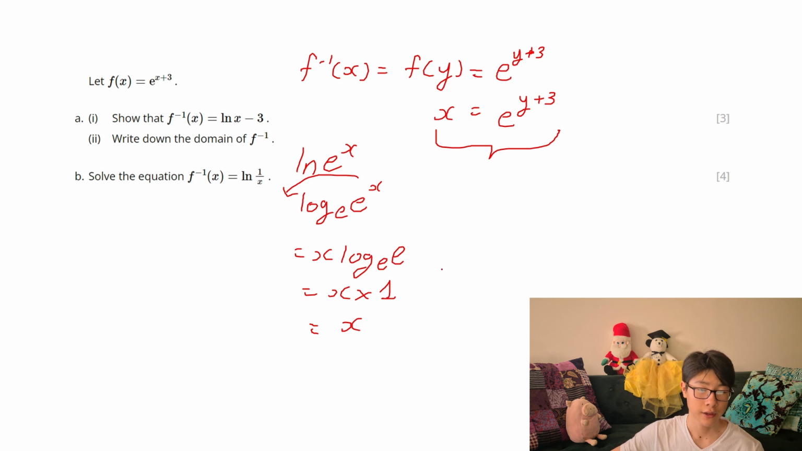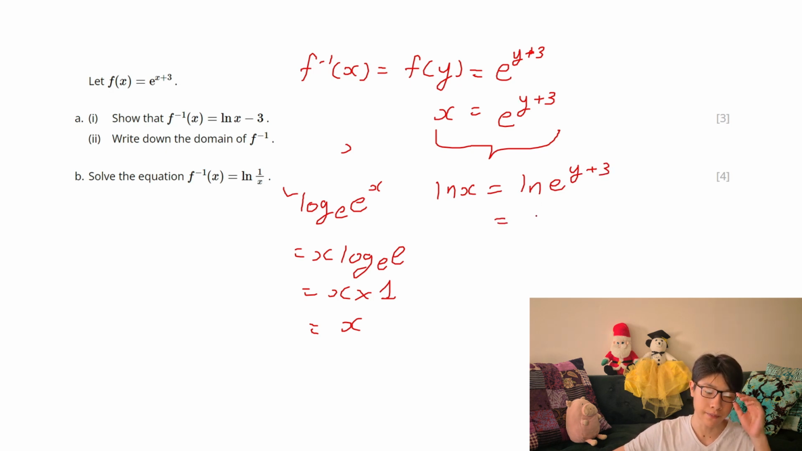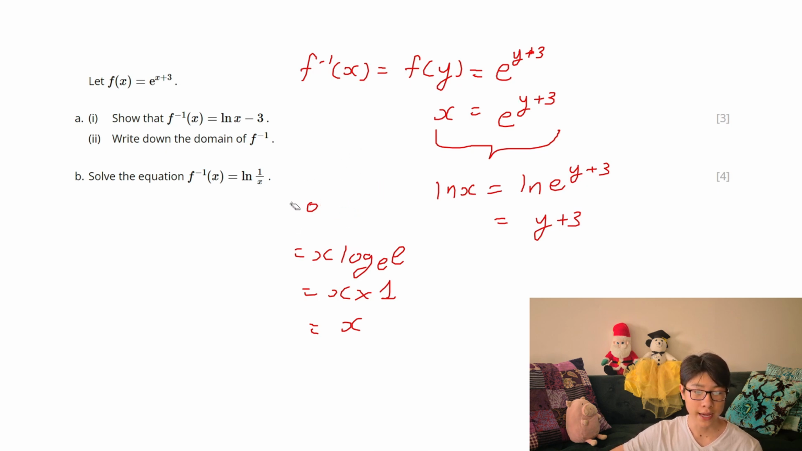So in this case, if we take the natural log of both sides, we get ln x equals ln e to the power of y plus 3. And the ln and e are inverse operations, so they cancel out. And we are left with ln x is equal to y plus 3. Take away 3 from both sides, ln x minus 3 is equal to y. And this right here is our answer to part A1.